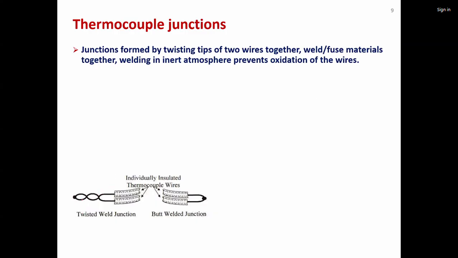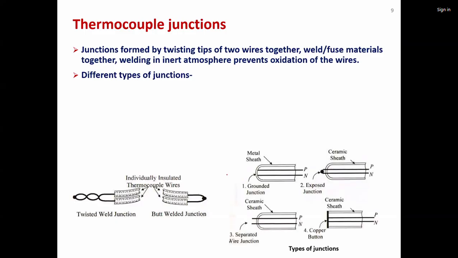So this is how it is typically done. You twist the wire and you weld it. You can do this twisted weld junction, or you can do the butt welded junction, where the wires are not twisted but just brought side by side, facing each other, and then you create a weld. The different types of junctions are shown here.